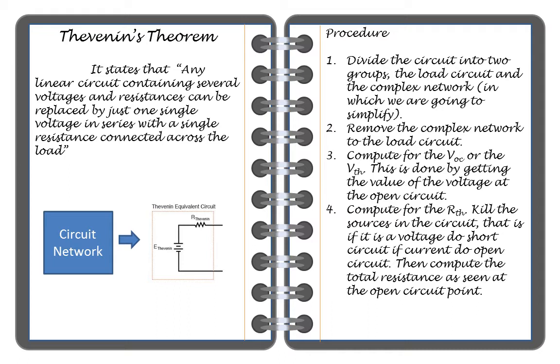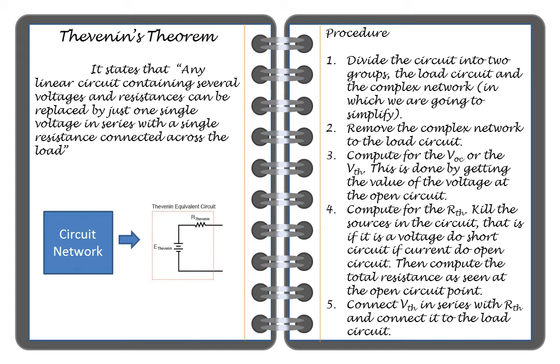Then after getting the RTH, we now have the VTH and the RTH, and we're going to combine the two, the VTH in series with the RTH. That is now our Thevenin's equivalent circuit of the complex network. Then we're going to connect it to the load circuit. And therefore, we can compute the value that we need to compute on the load side.